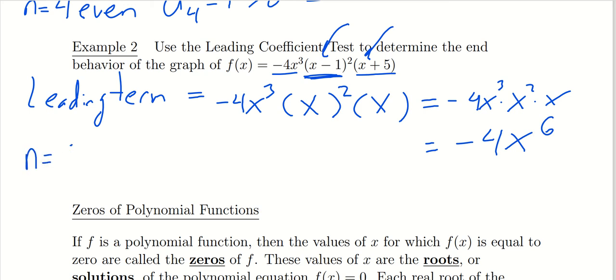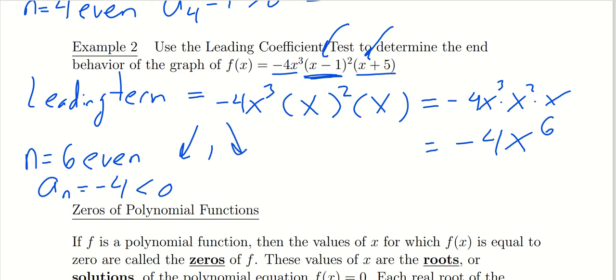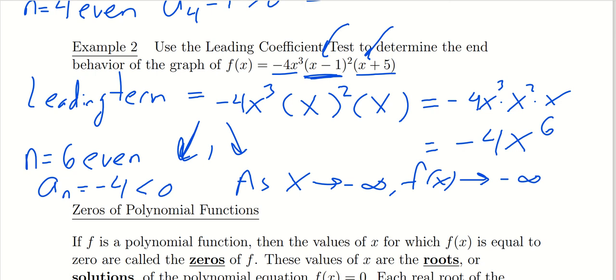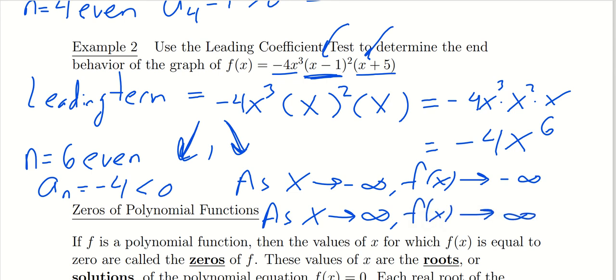So we have the case where n is even. We also have it where a sub n is negative 4, which is less than 0. So that's going to be the situation where it's going to go down and down. As x approaches negative infinity, when we go to the left, the graph is going to fall. So it would be the case that f of x would also approach negative infinity. And as x approaches positive infinity, meaning as we go to the right here, f of x will also approach negative infinity.